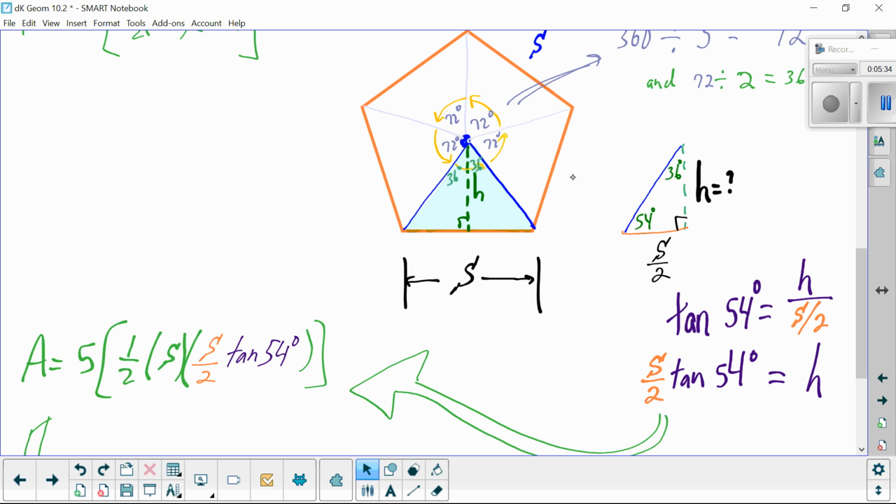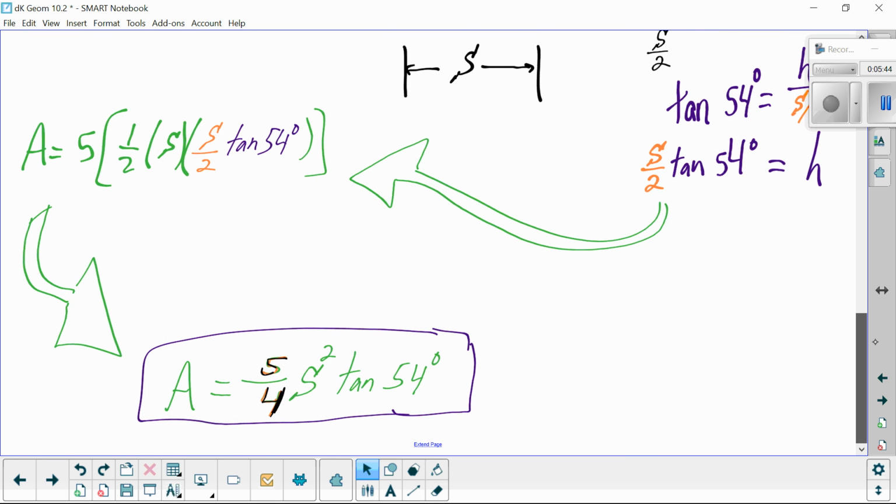So the area of this entire pentagon will be 5 triangles, where each triangle is 1/2 times the base times the altitude. Doing a little arithmetic, 5 times 1 times S is 5S squared on top, tangent of 54 degrees. And in the denominator, we have 2 times 2, which is 4, or 5/4 S squared, tangent of 54 degrees. Well, you know what's coming next.